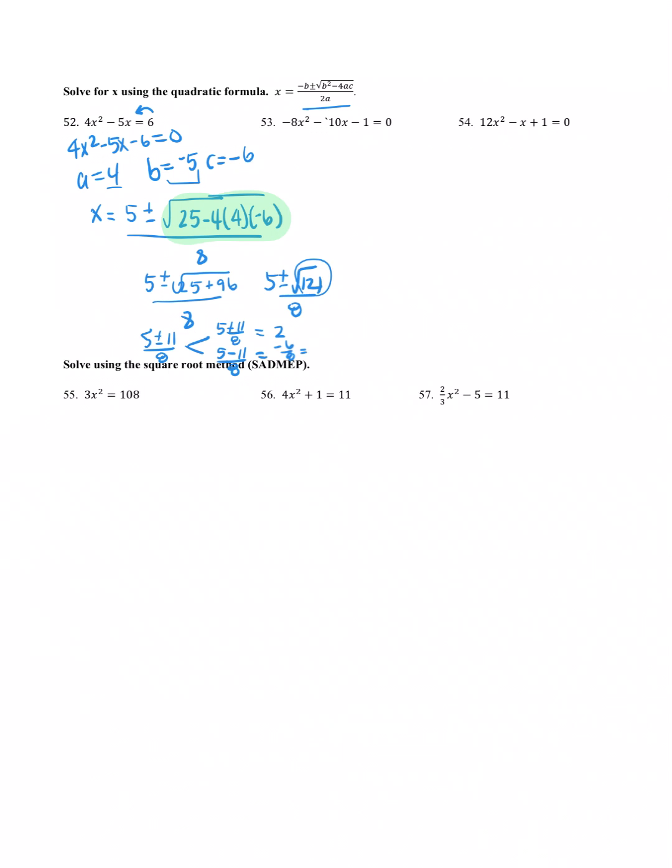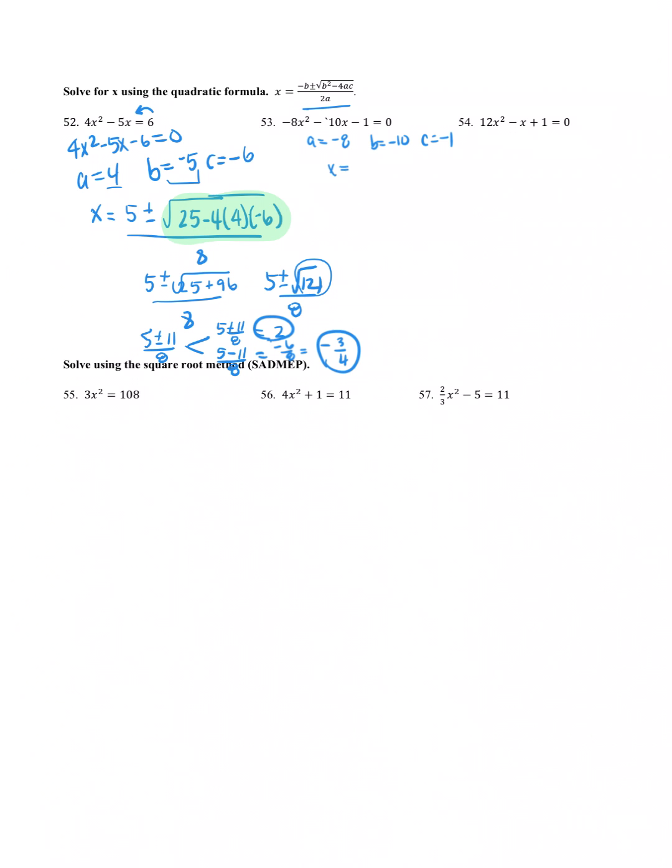-6/8, which is reduced to -3/4. All right, the next one, my A value is -8. My B value is -10. My C value is -1. I don't have to rearrange anything.